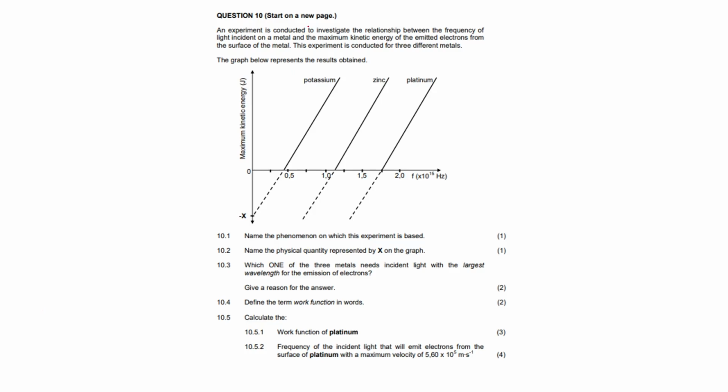Hi guys, let's take a look at this question where an experiment was conducted to investigate the relationship between the frequency of light incident on a metal and the maximum kinetic energy of the emitted electrons from the surface of the metal. And they conducted this experiment using 3 different metals: potassium, zinc, and platinum.